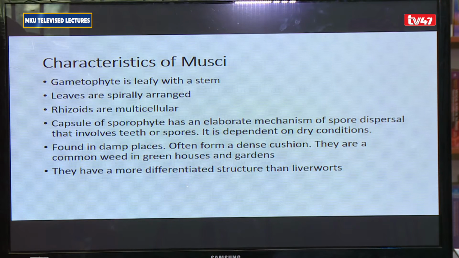On the other hand, class Mossy, comprising of the mosses, their characteristics: their gametophyte is leafy, and it has a simple stem. Then the leaves are spirally arranged around the stem. The rhizoids are multicellular, so a bit more complex than those of the Hepaticae. The sporophyte has a capsule with teeth-like structures in it that assist in spore dispersal.